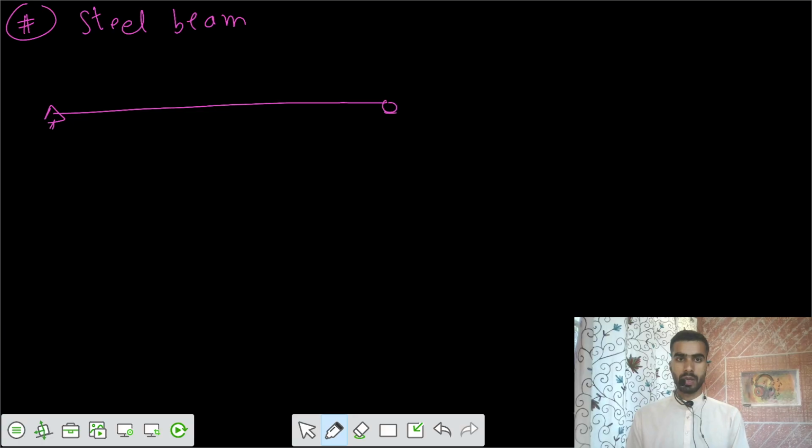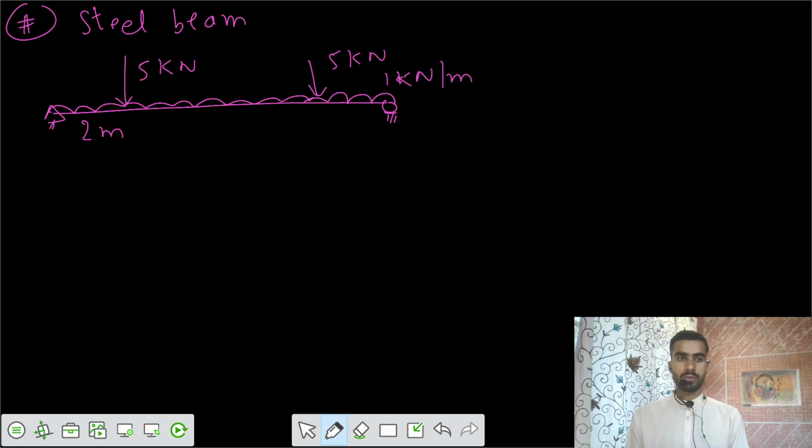And the loading is 5 kilonewton here and also 5 kilonewton here, and also a UDL of 1 kilonewton per meter throughout the length. The total length is 2 meter, 4 meter, and 2 meter. Now you have a cross section of the beam.